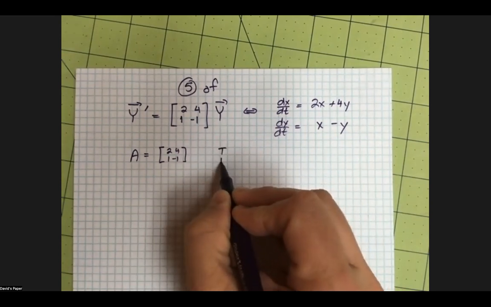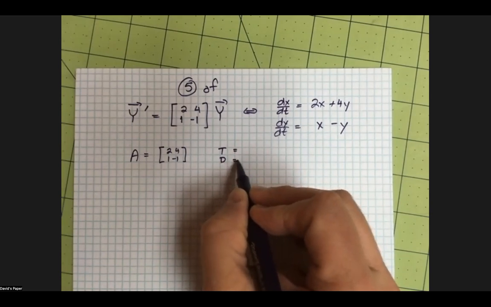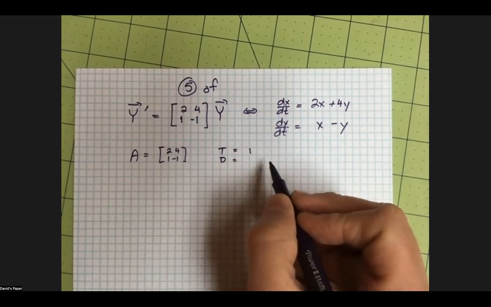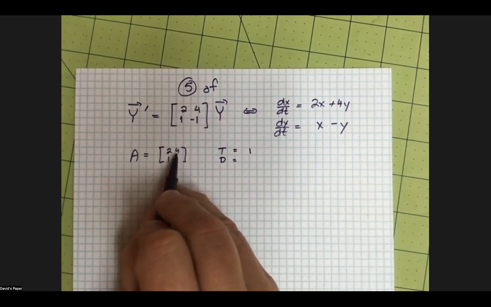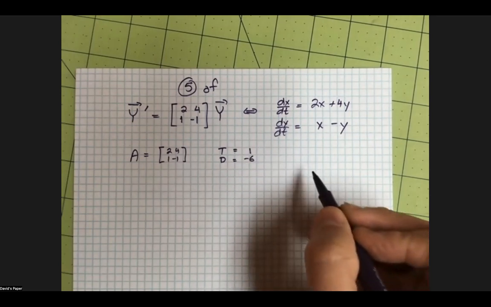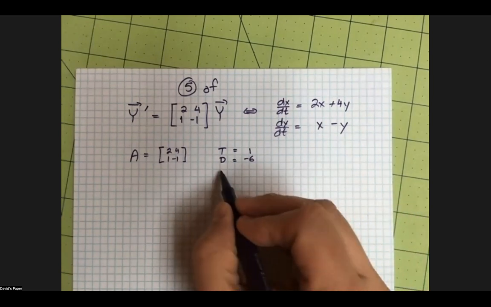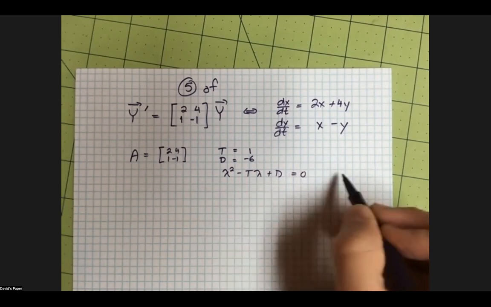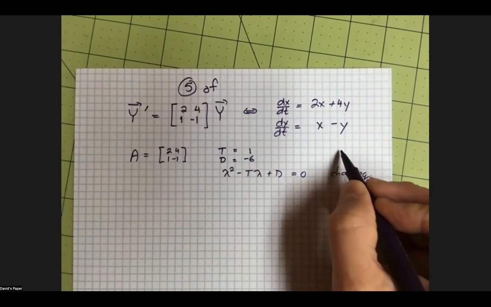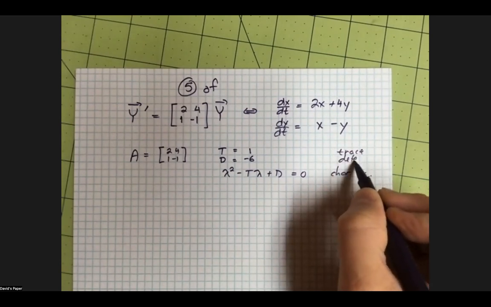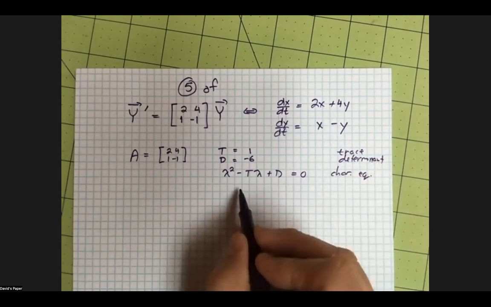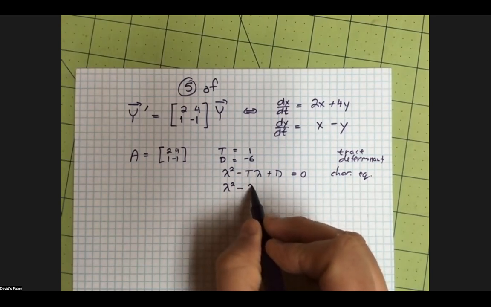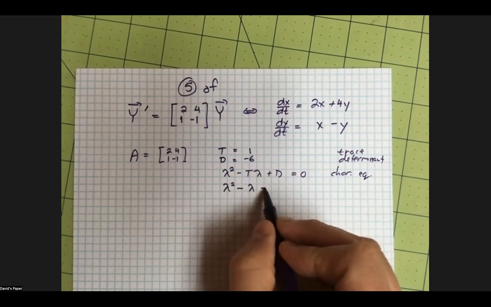So I write down its trace, I write down its determinant, and I write down its characteristic equation. The trace is 2 plus negative 1, which is one. The determinant is negative 2 subtract 4, which is negative 6. You got to get those straight. Make sure you don't screw up a sign there, which I often screw up my signs. The characteristic equation is lambda squared minus trace times lambda plus determinant equals 0. This is the trace, this is the determinant. And you might be wondering why I don't use x's in here, why I use the Greek letter lambda. So lambda squared minus 1 lambda minus 6 equals 0.